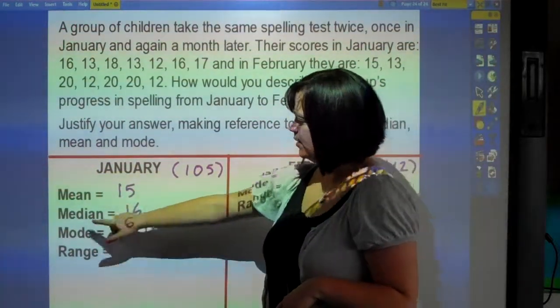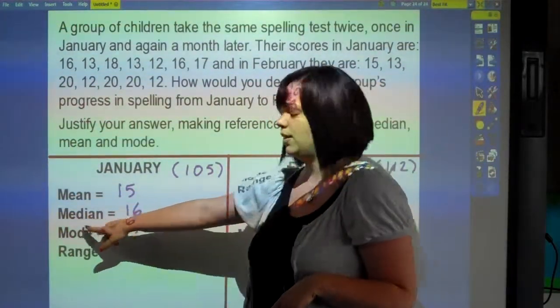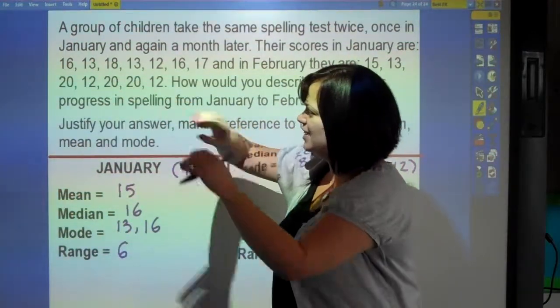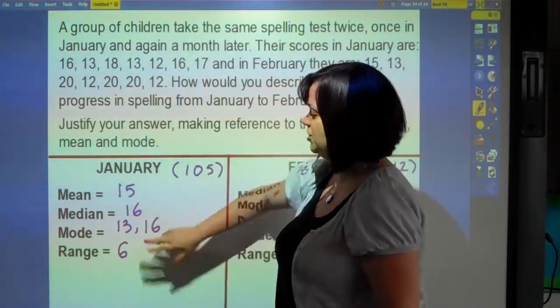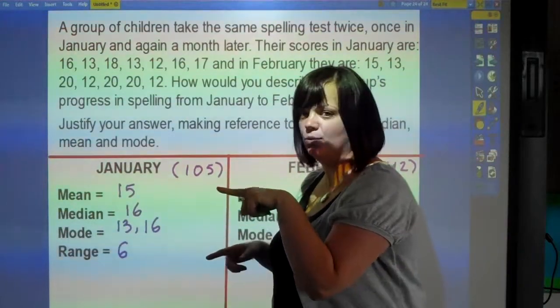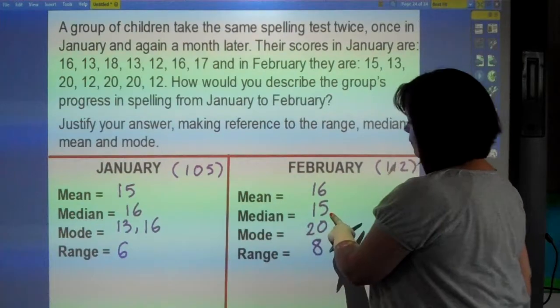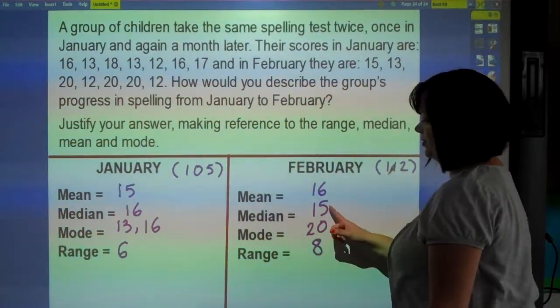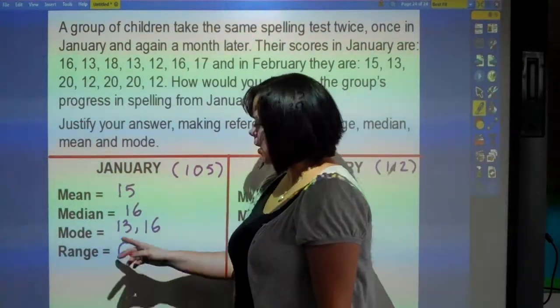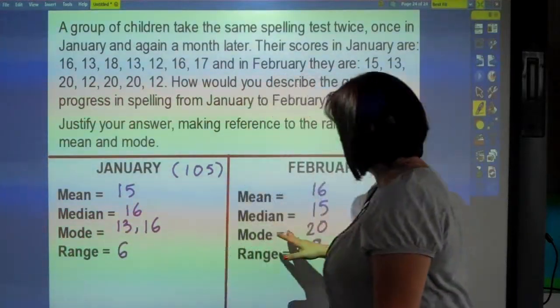The median means middle, okay? You put the data set in order from smallest to biggest, which is what I did, and then you pick the middle one. So the middle one gave me 16 for January and 15 for February, so it's lower in February.